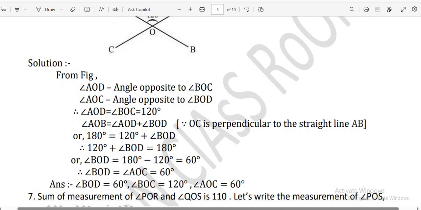The answer: angle AOD is equal to angle BOC is equal to 120 degrees, and angle BOD is equal to angle AOC is equal to 60 degrees.